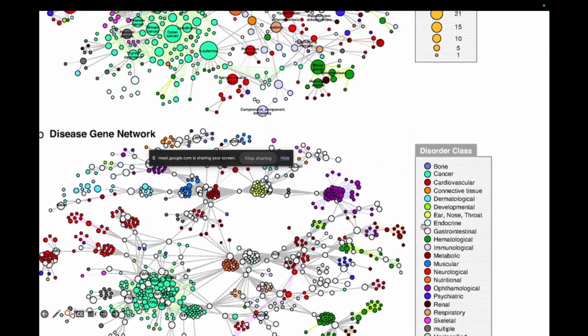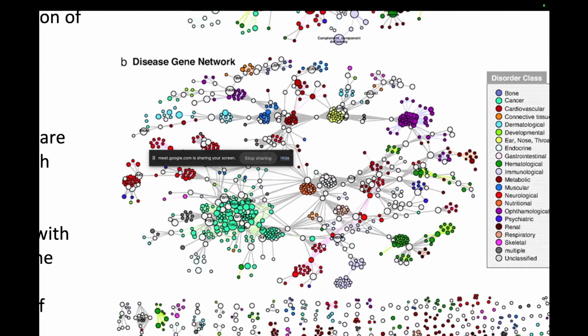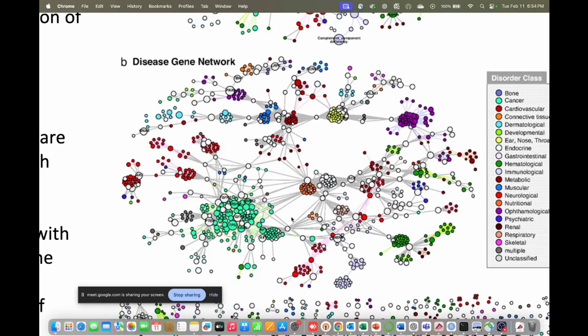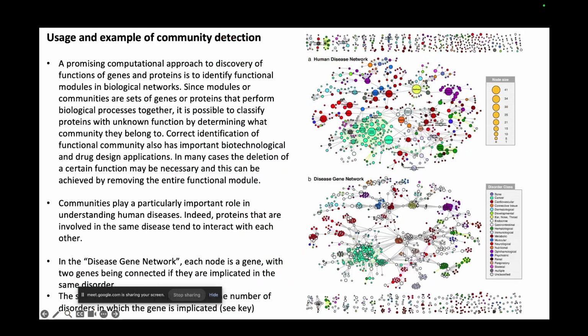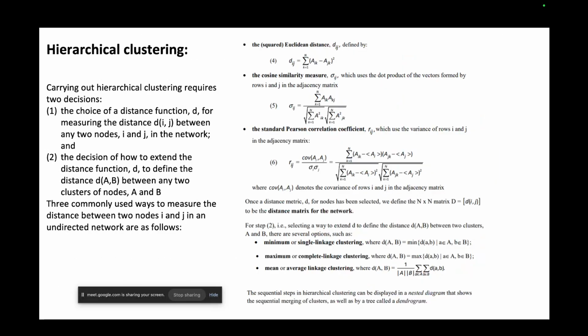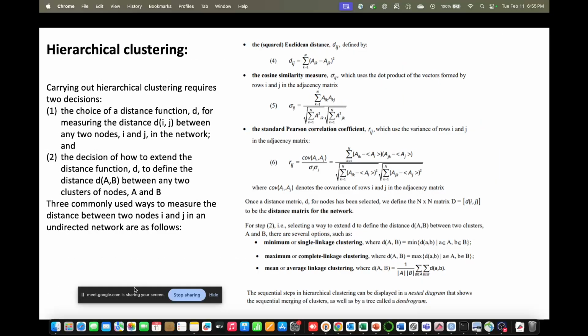So if you see, for example, for different disorders, the genes actually cluster together. For bone disorder, you have this set of genes that are working together. For connective tissue disorders, you have this set of genes that are working together. So identifying this particular set of genes, these communities inside the network, is very important to understand what particular nodes to target, what particular genes and proteins to target, and so on. Okay, moving on. Now we'll come to the algorithms.